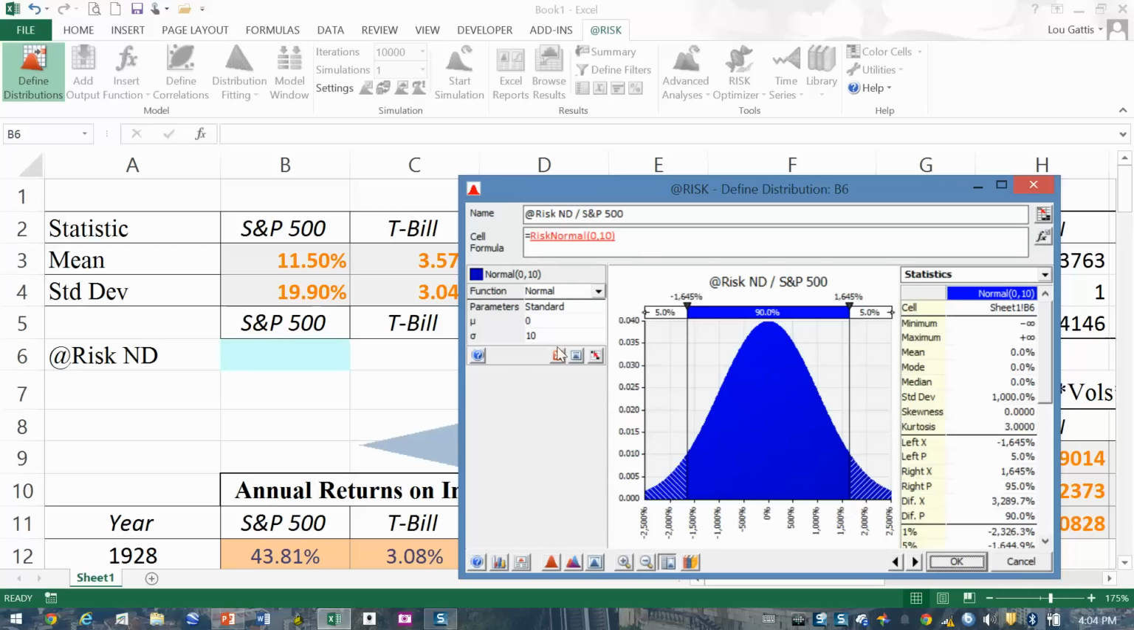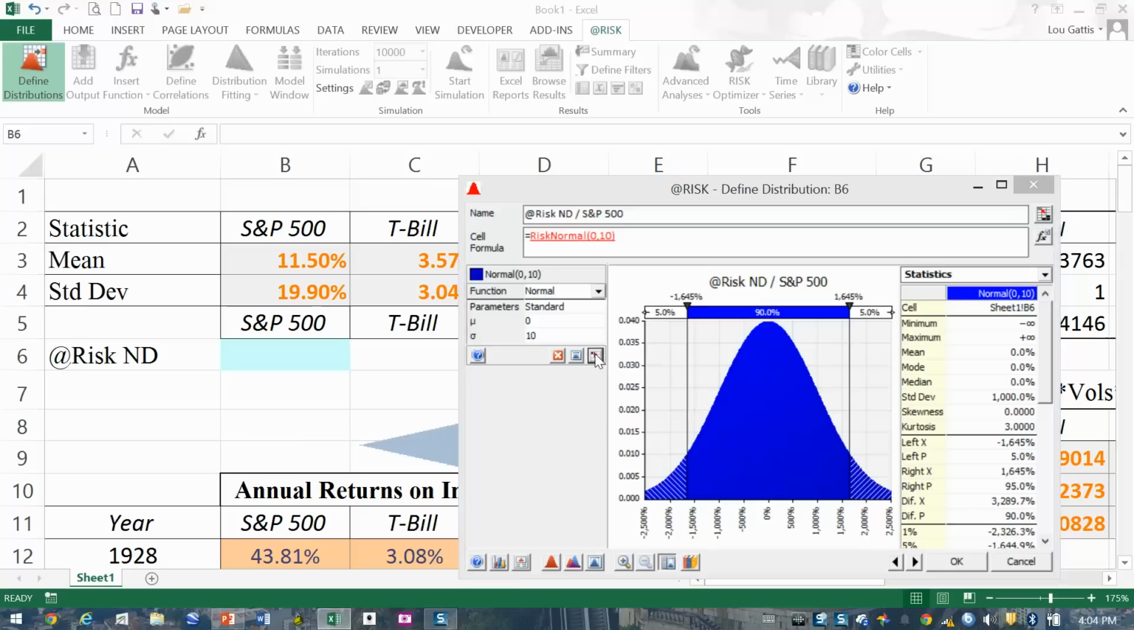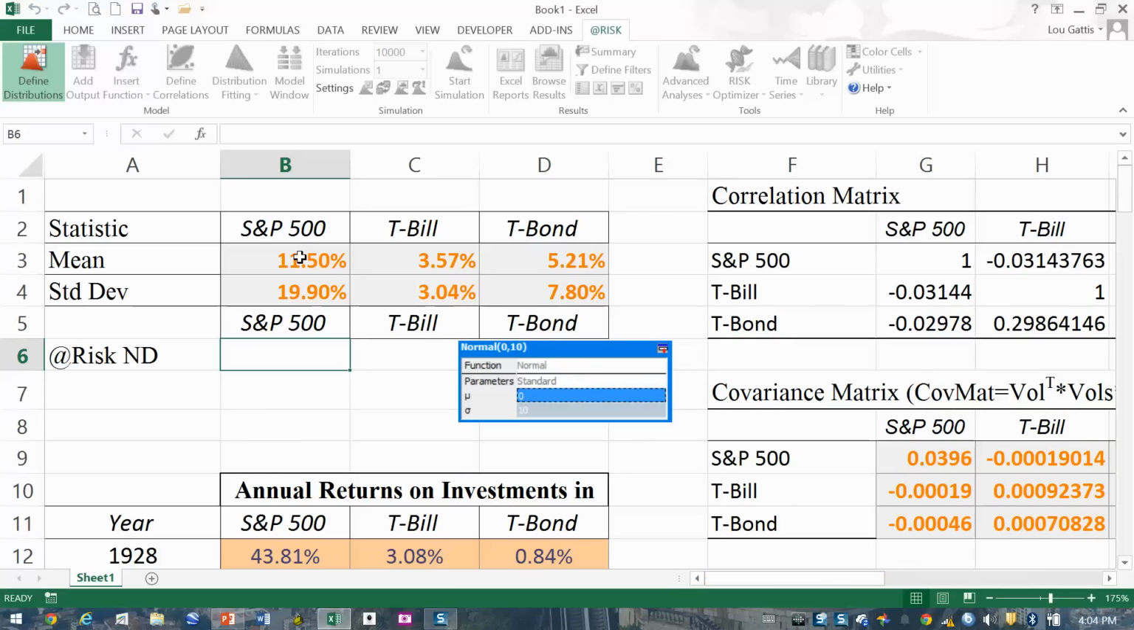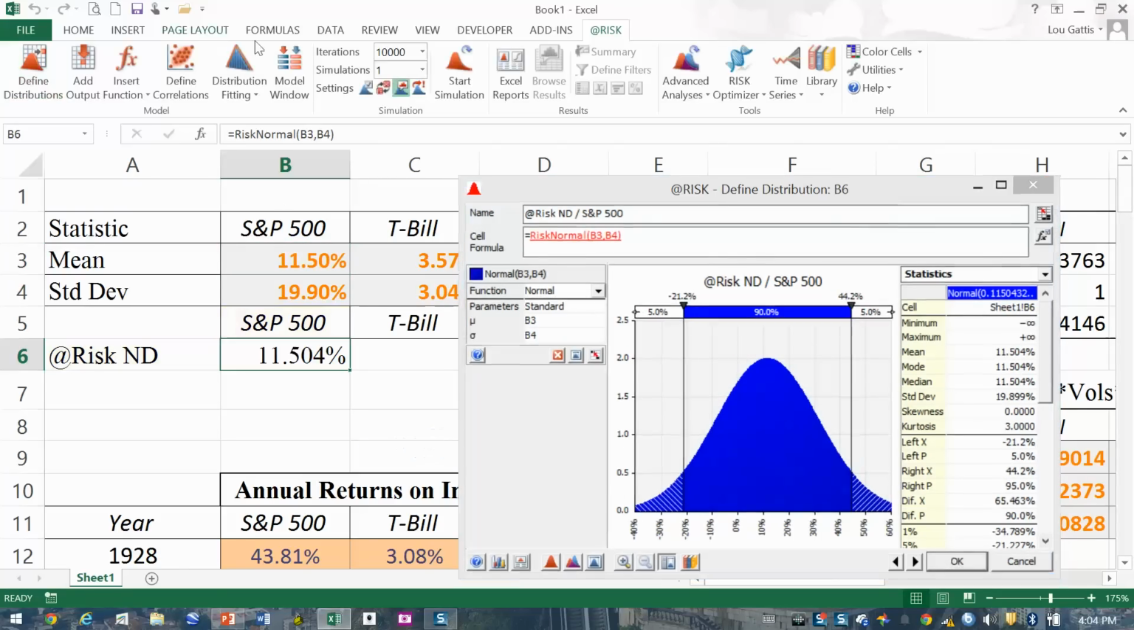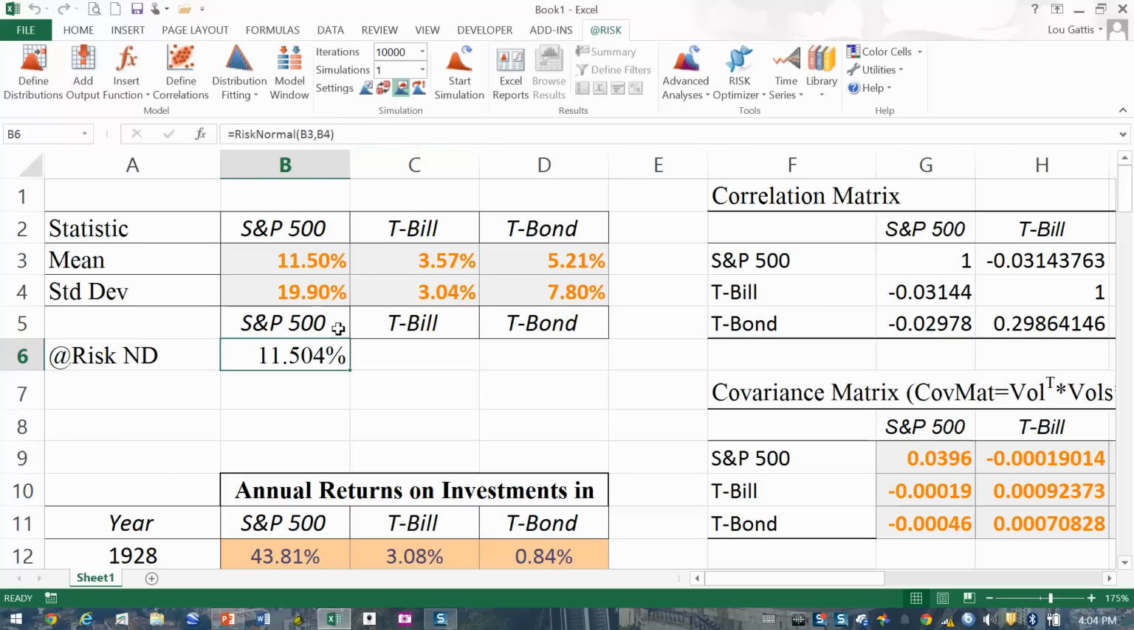And right now it gives me some defaults, 0 and 10. I'm going to click here to assign Excel values. I'm going to put in the mean and standard deviation and hit OK. So what it did is it simply put a formula in there, RiskNormal, instead of 0, 1, RiskNormal 11, 19.